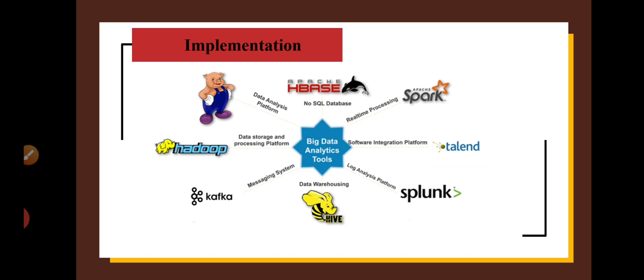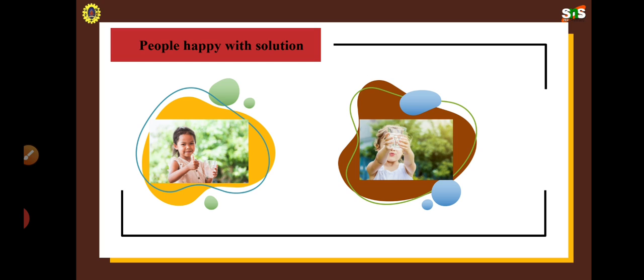So these are all the implementation tools. With the help of these tools, we can implement the concept. Hadoop, Hive, Spark, HBase. So different types of tools are there to implement big data analytics.